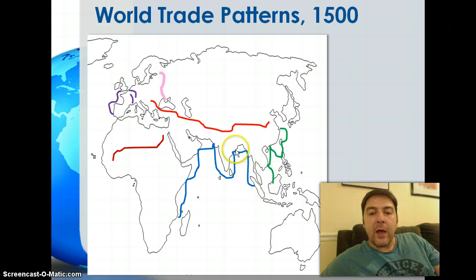We have the blue line here across the Indian Ocean, our Indian Ocean maritime routes. We have this line across the Sahara Desert, which were the trans-Saharan routes. The pink line coming down from Northern Europe, and this being the Black Sea here, the Northern Europe to Black Sea routes. And then our purple lines over here in Western Europe, where trade was conducted along the rivers and the sea. So that's our world trade patterns in 1500.